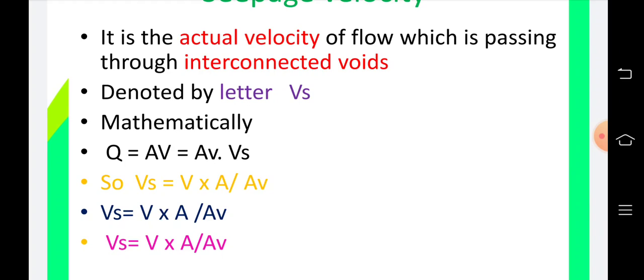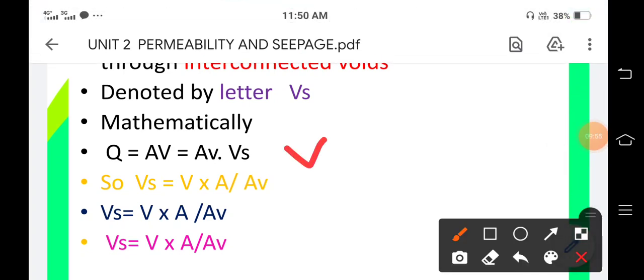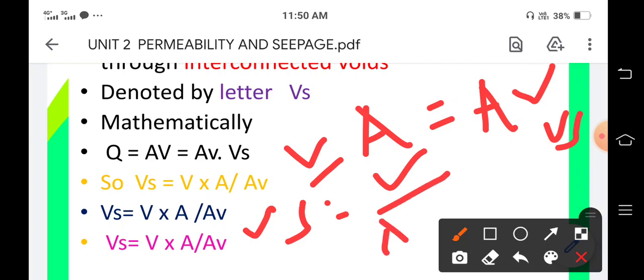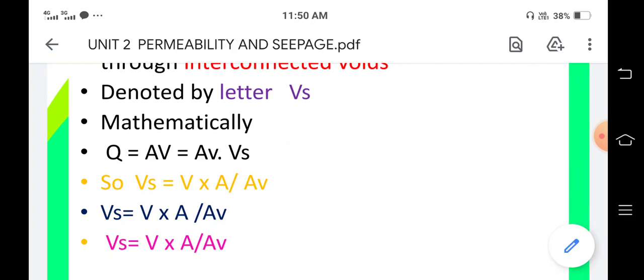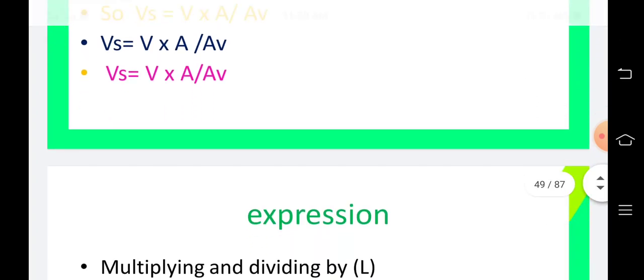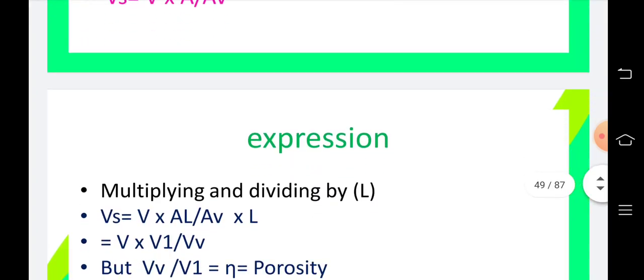Because A into V equal to Av into Vs, so Vs will be equal to V into A upon Av, where the first term goes to the numerator and the remaining terms go to the denominator, that is Av into Vs. Here V is used because in terms of seepage velocity we are finding it.